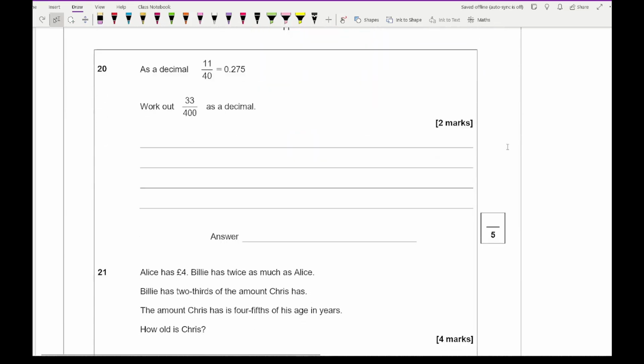Moving on to question 20, it says, as a decimal, 11 over 40 is 0.275. Work out 33 over 400 as a decimal. Now, I'm going to assume that this is a non-calculator question, because if it was a calculator question, you could simply type it in your calculator and boom, you've got your answer. So for this, what we need to do is we need to compare 11 over 40 to 33 over 400.